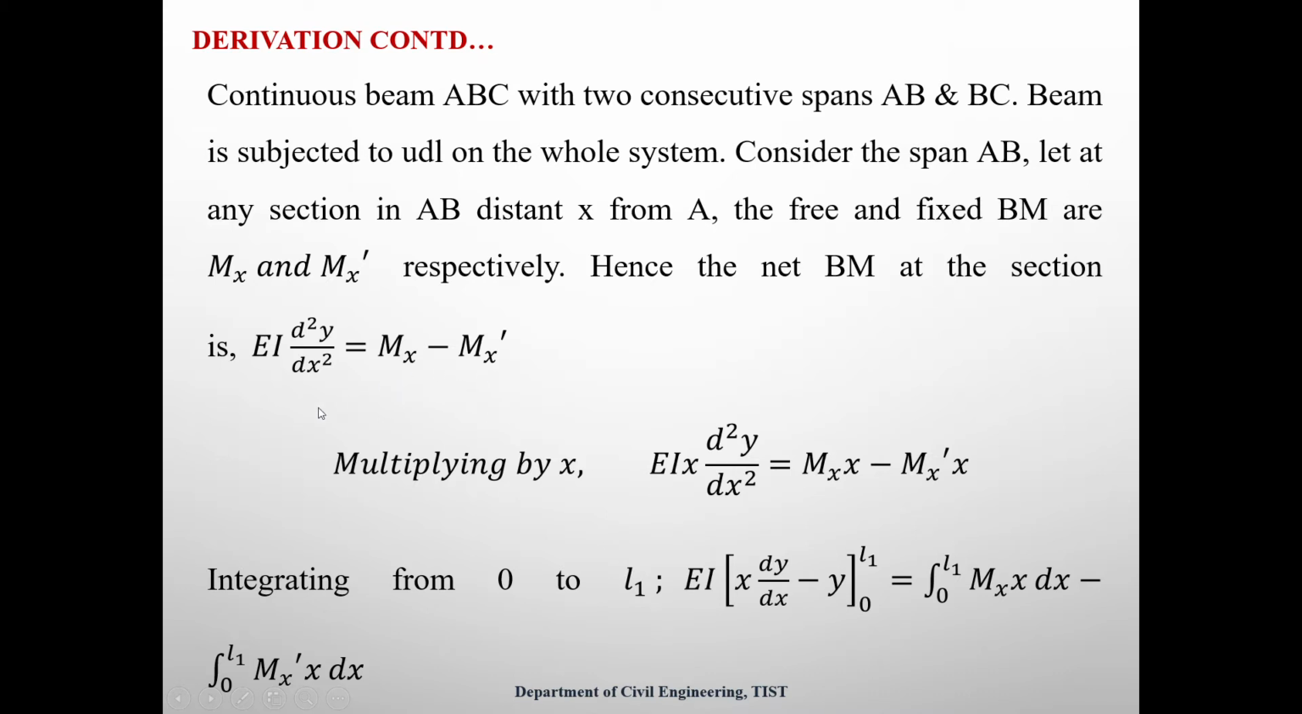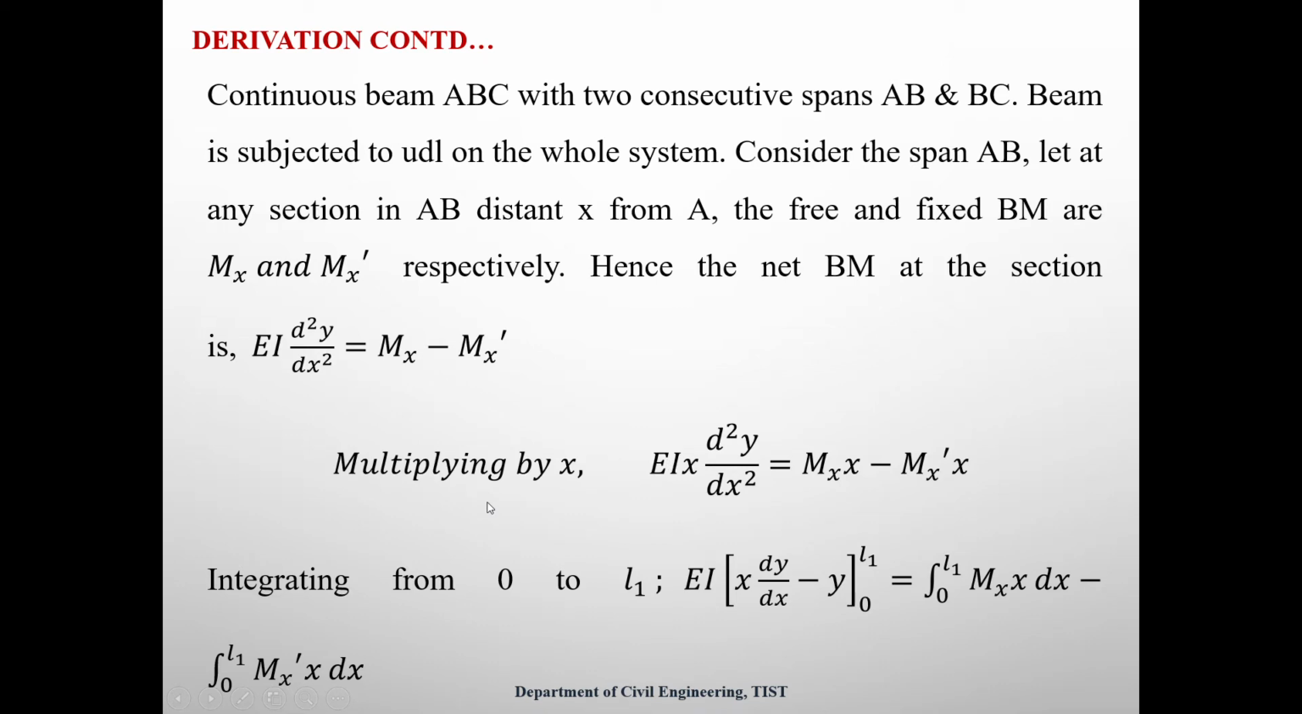So, we can write EI d squared y by dx squared is equal to Mx minus Mx dash. Multiplying by x on both sides, EI x d squared y by dx squared is equal to Mx into x minus Mx dash into x. Then integrating this from 0 to L1, that means over the span AB, you will get this.